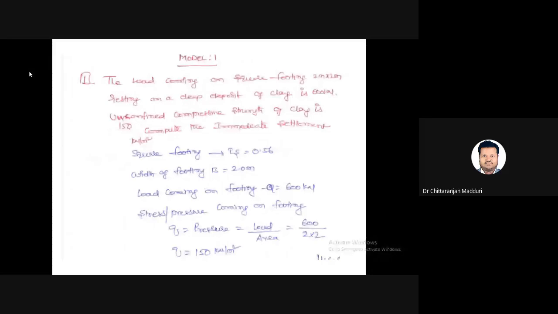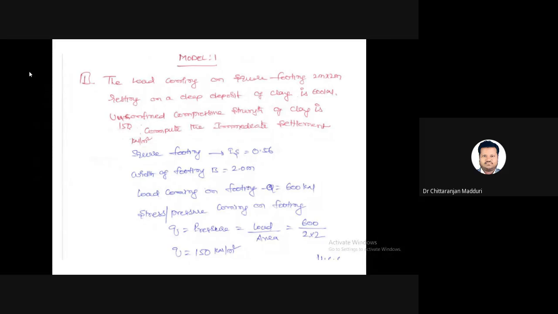Since a square footing is mentioned in the problem, by default the influencing factor is 0.56. Width of foundation is equal to 2 meters. The load coming on the foundation is equal to 600 kilonewtons.